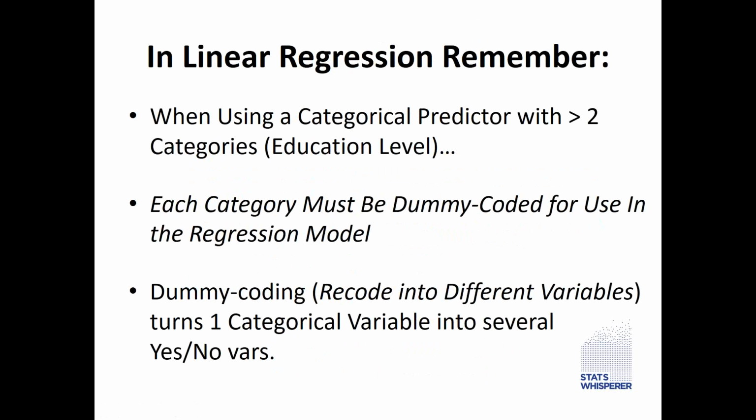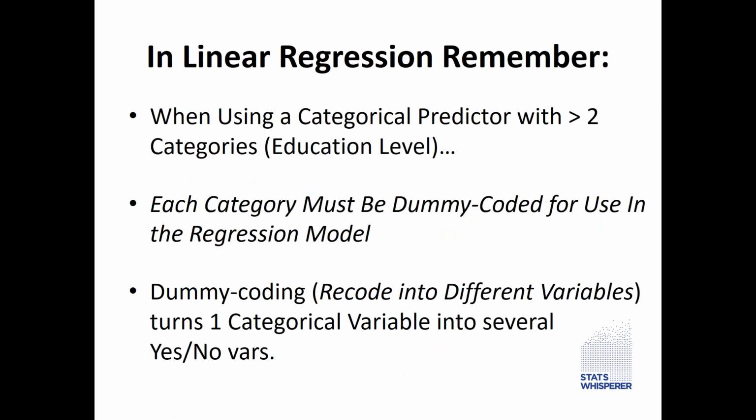So just a little cautionary warning here. Remember, whenever we do multiple linear regression or any regression model, we need to have variables that are either continuous or dichotomous. Dichotomous meaning categorical with two categories. So if we have a categorical variable with more than two categories, such as our education level, which is high school, GED, college, and graduate school, we need to dummy code each category within the variable for use in the regression model.